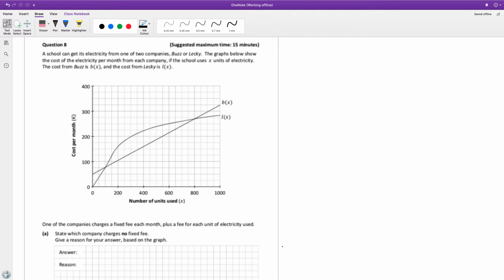A school can get its electricity from one of two companies, Buzz or Lecky. The graphs below show the cost of electricity per month from each company. If the school uses x units of electricity, the cost from Buzz is B(x), so B(x) is this one here, and the cost from Lecky is L(x), which is this one here. One of the companies charges a fixed fee each month plus a fee for every unit of electricity used. Off you go and try to answer that question from looking at the graph.